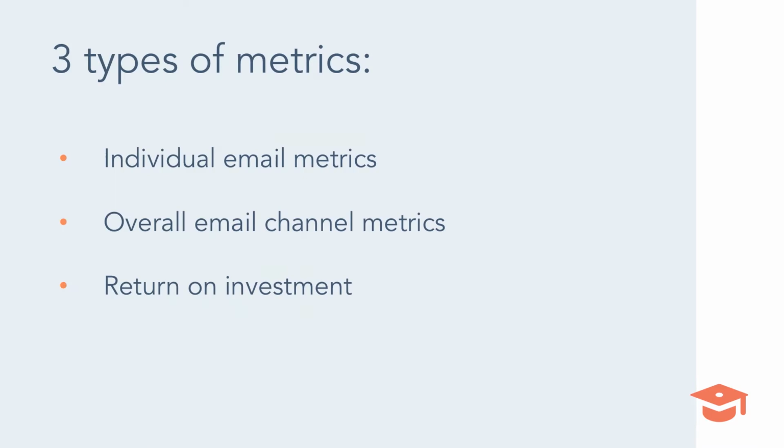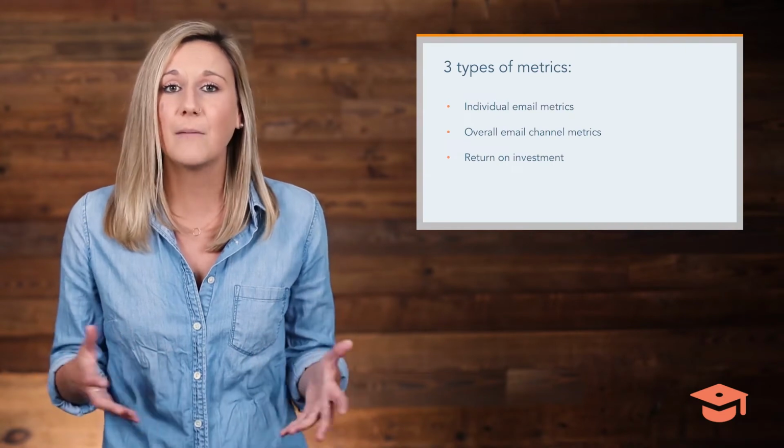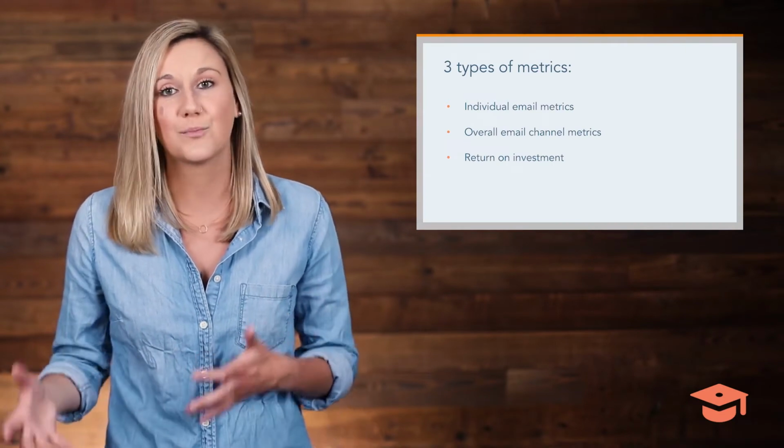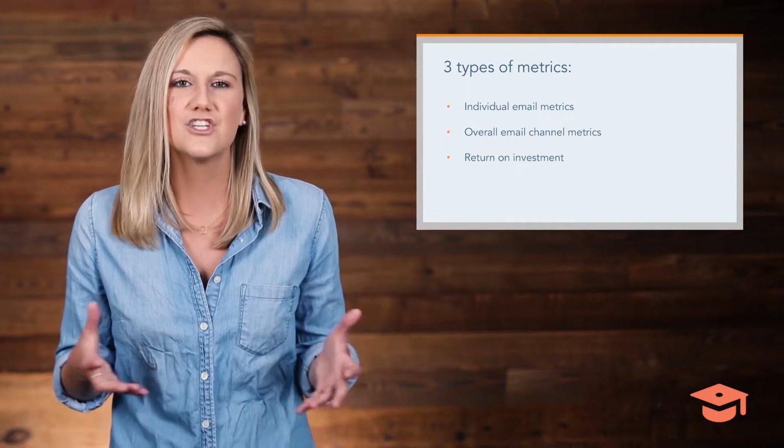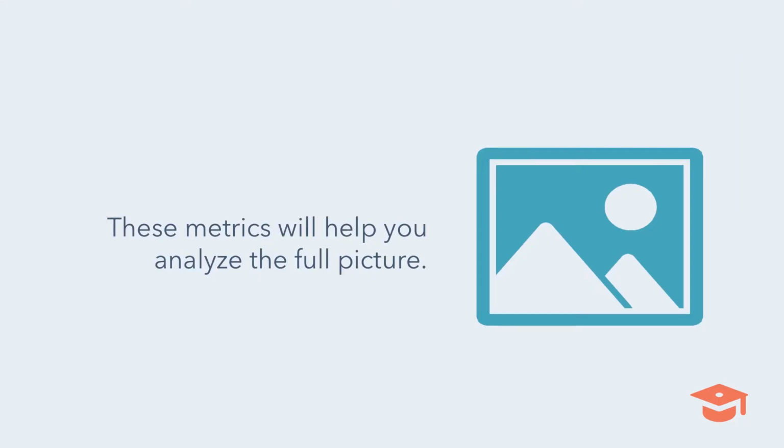Well, there are 3 metrics that you want to keep in mind. There are 3 types of metrics that you want to analyze and track: individual email metrics, whole email marketing channel metrics, and return on investment. Each of these metrics is a part of your email marketing strategy, and to work towards improvement, you need to know what to track and what that metric signifies. These metrics will help you analyze the full picture of not only what is occurring on individual email sends, but how your entire email marketing strategy is performing.